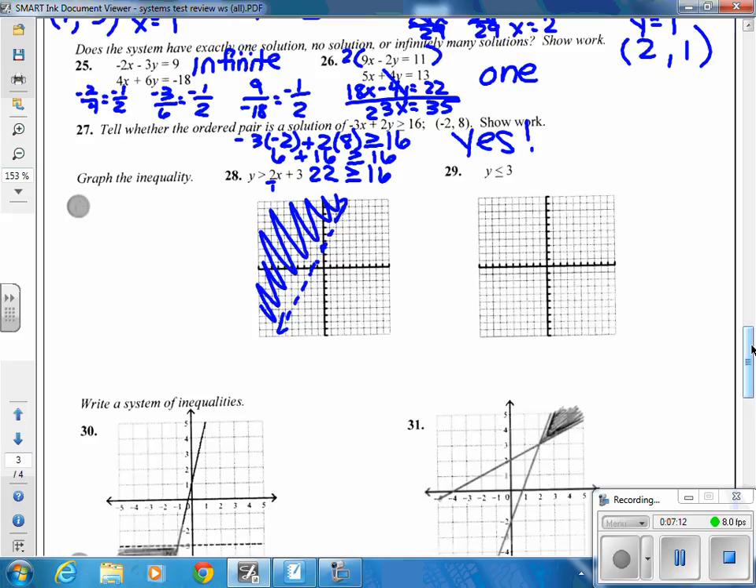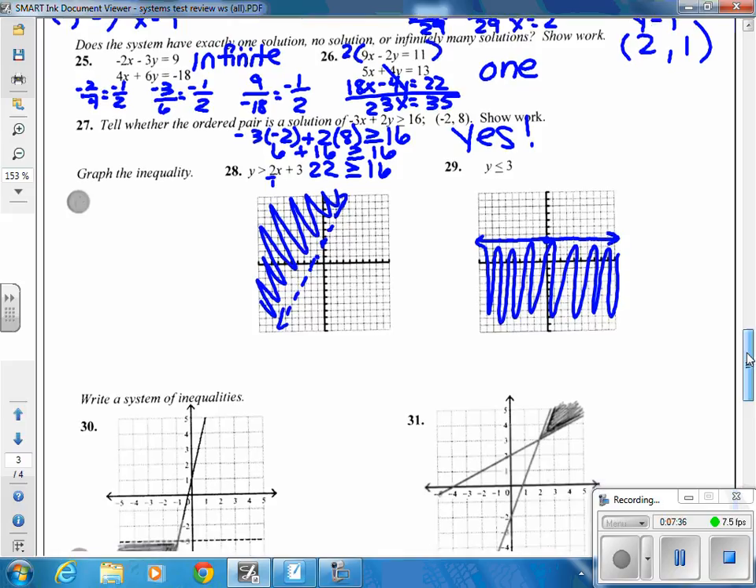For number 29, it starts with a y and has no x, so that means it's only going to cross the y-axis at +3. Right? And the only kind of lines that cross the y and don't ever touch the x are horizontal ones. It's less than or equal to, so you're going to make a solid line straight across. And because it's less than or equal to, that would mean everything underneath the line gets shaded. So there's your picture for those two.